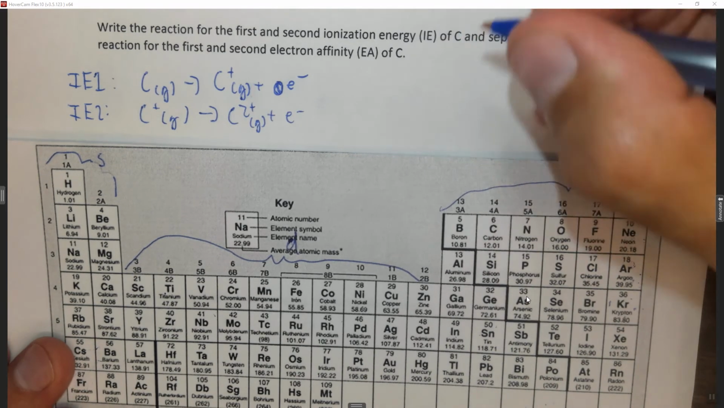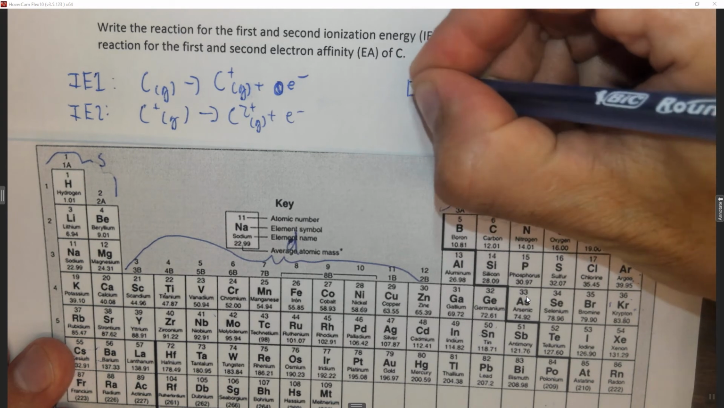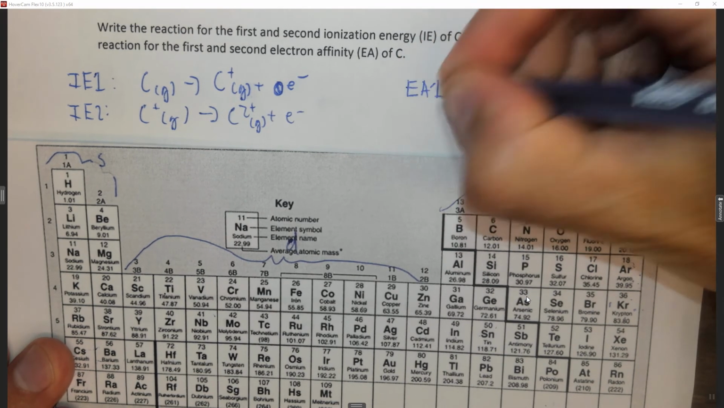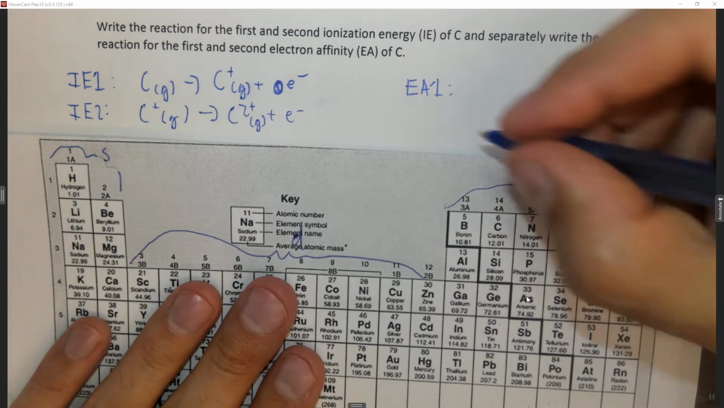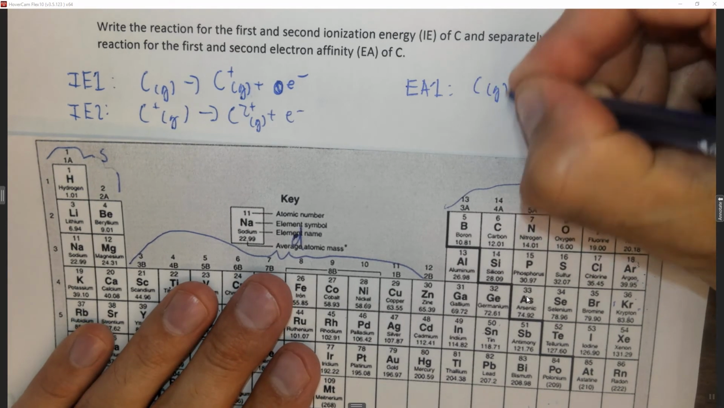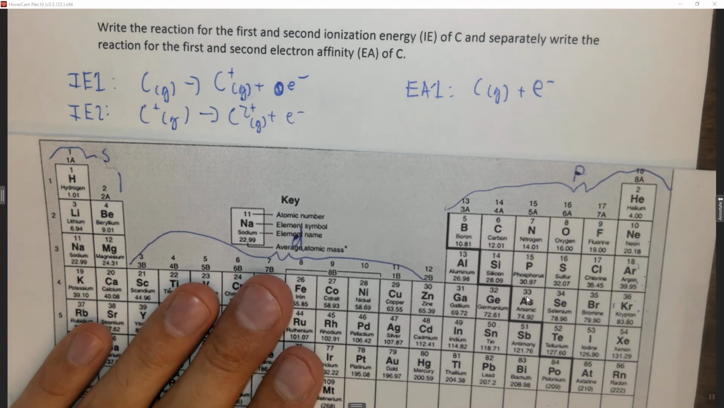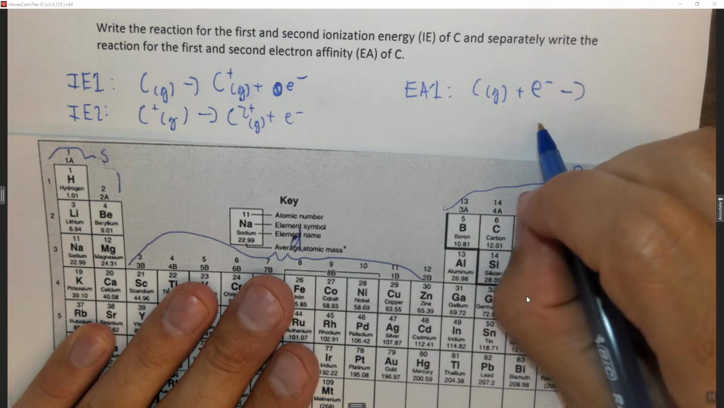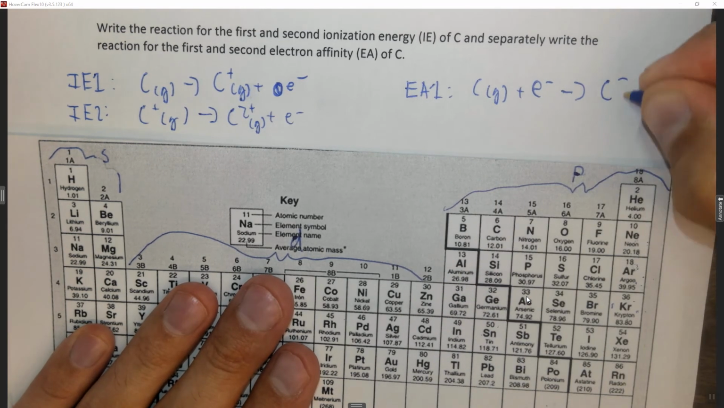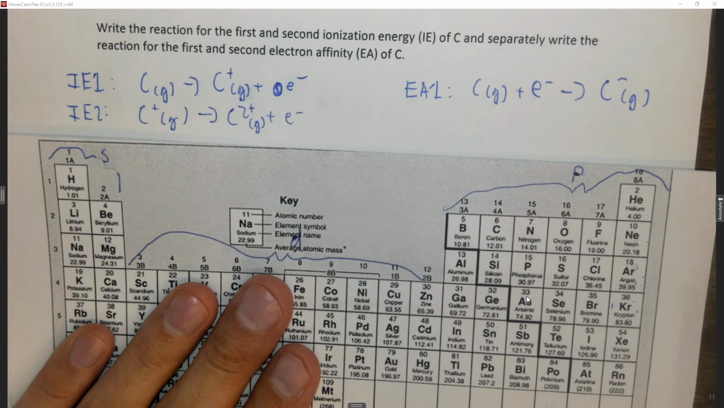Let's look at the electron affinity, the EA1. This is the energy required or given off when it gains an electron. So again, carbon has to be in the gas phase, and this time we're going to add an electron to it. All right, what's going to be left when we add an electron to carbon? We're going to end up with C- in the gas phase.